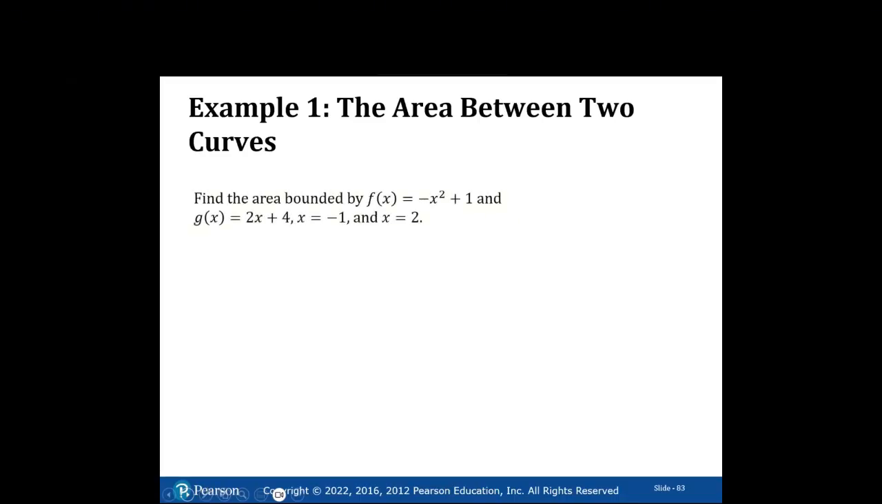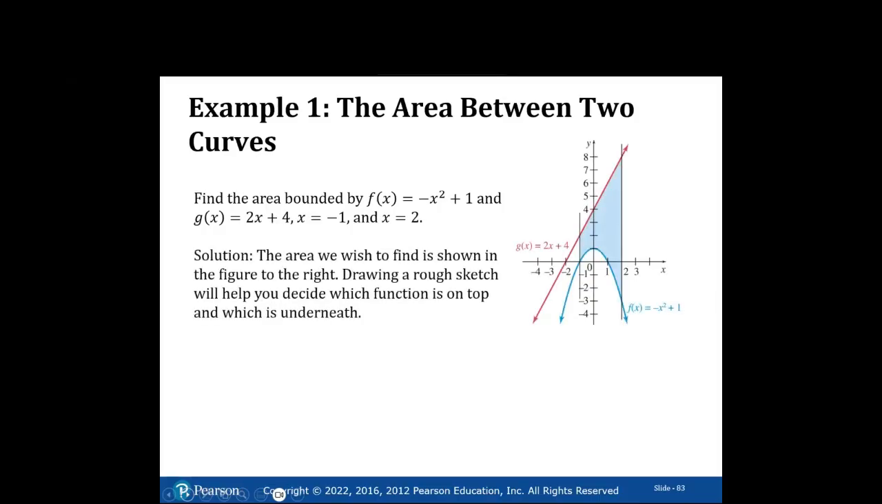And here's an example. Find the area bounded by f of x equals negative x squared plus 1, and g of x equals 2x plus 4, and x equals negative 1, and x equals 2.